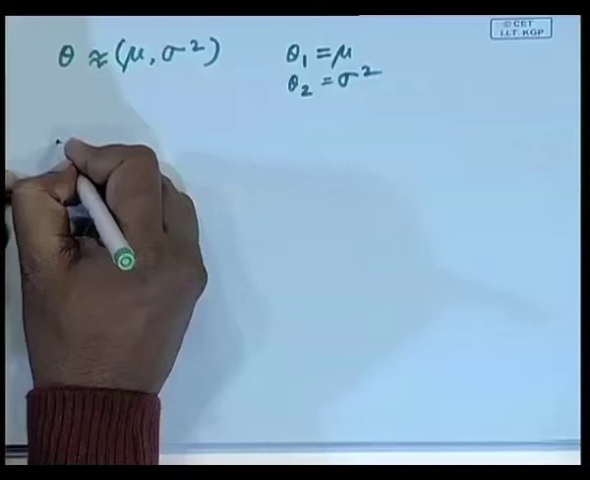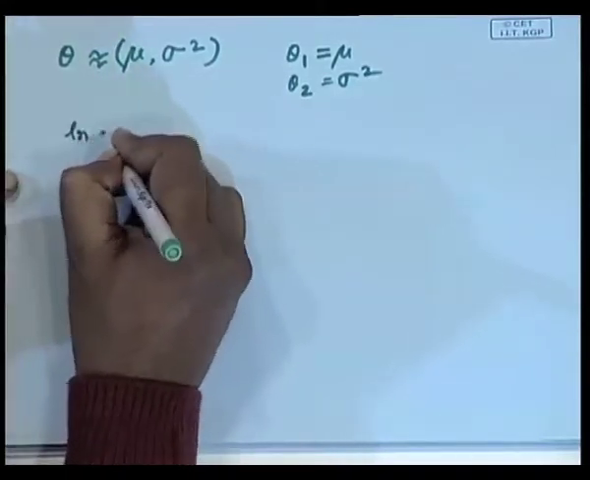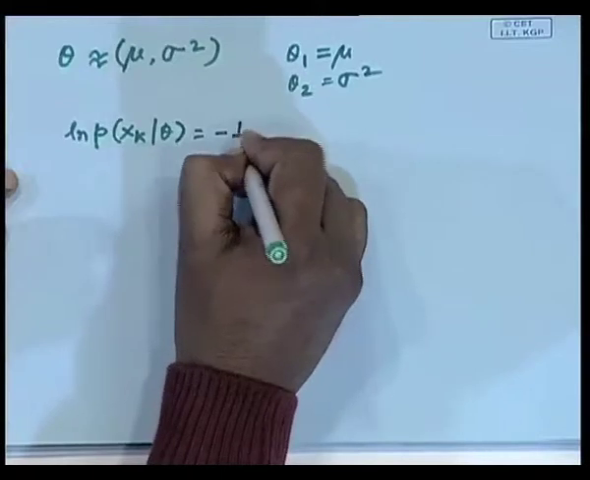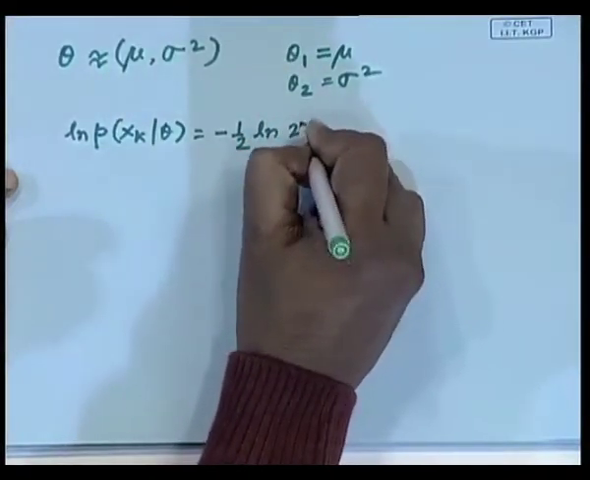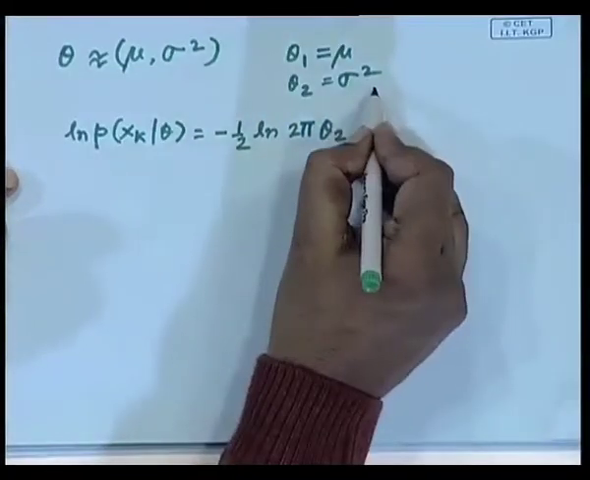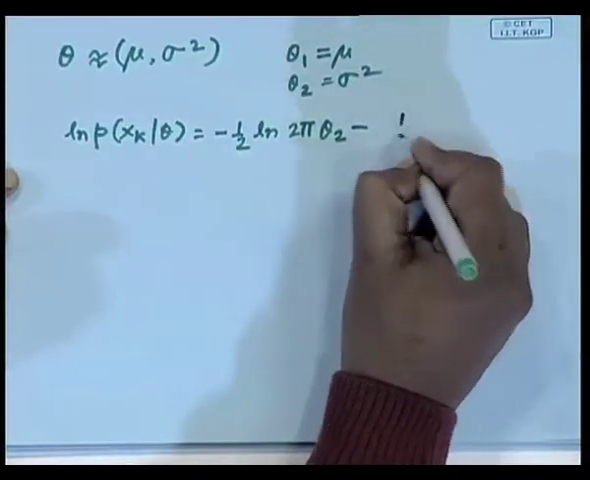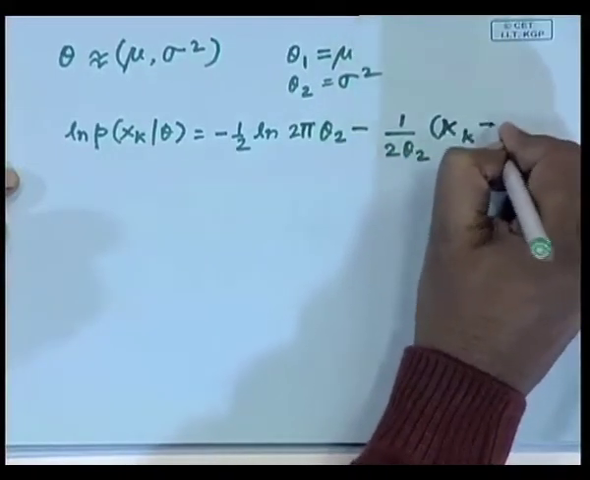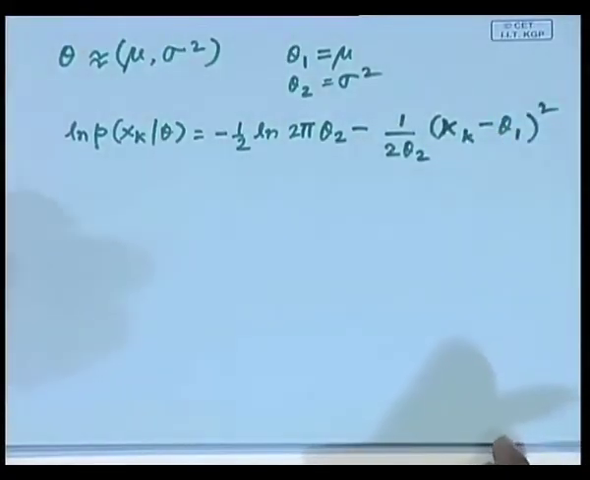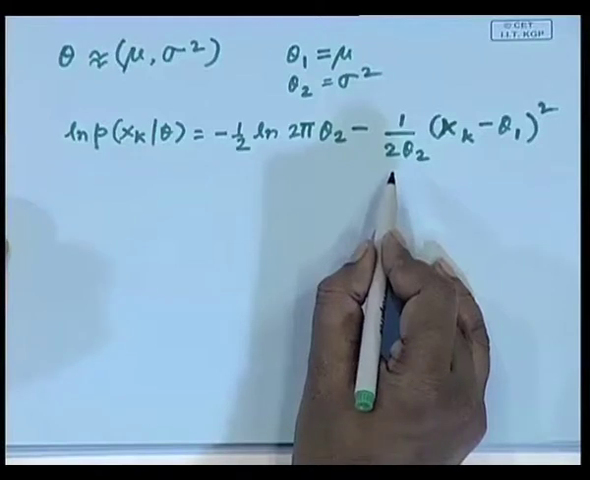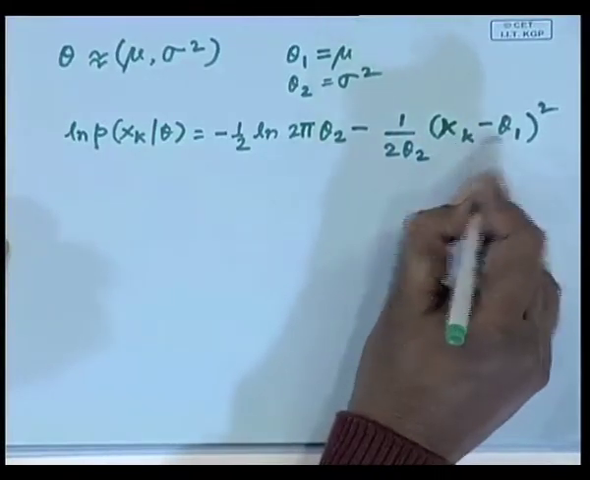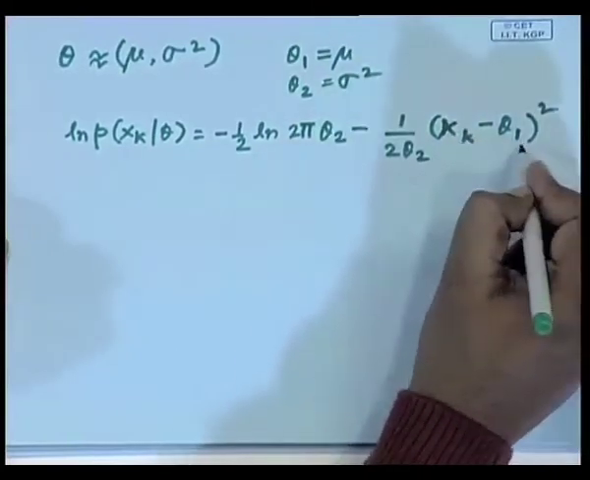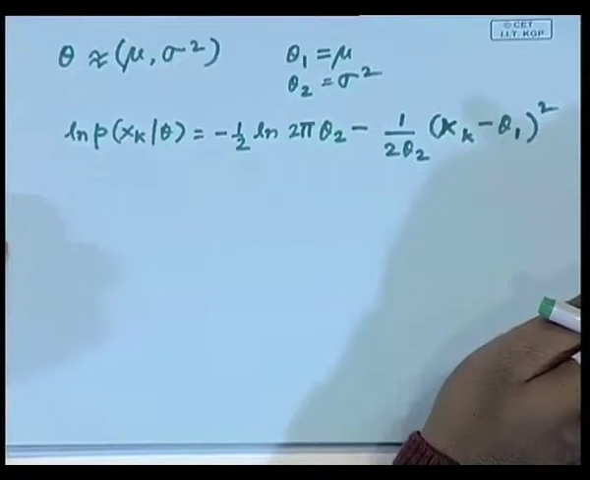Now, over here the same ln p(x_k given theta) is nothing but half of ln 2 pi theta 2, where theta 2 is sigma square, minus 1 upon 2 theta 2 into (x_k minus theta 1) square, because it is exponential of minus (x minus mu) square upon 2 sigma square. So it simply becomes 1 upon 2 theta 2 into (x_k minus theta 1) square in the logarithmic form.